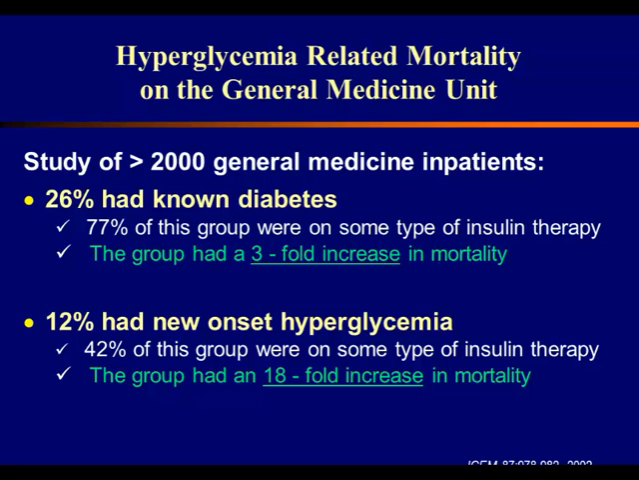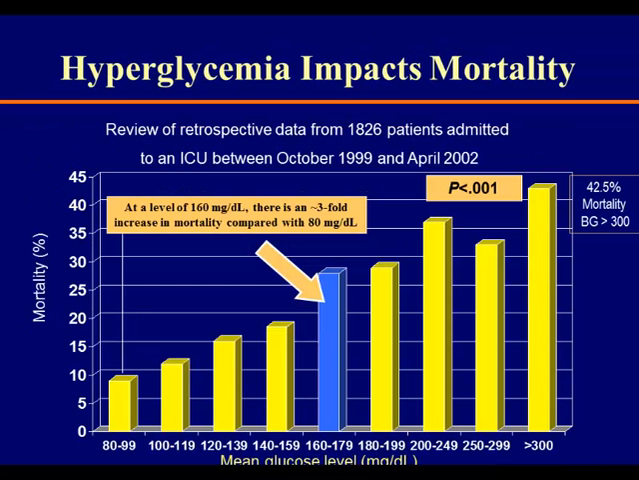Here's a study. This is an interesting study. Over 2,000 patients on general medicine service, 26% had diabetes, and of that group, about three-quarters got insulin. They had a threefold increase in mortality. But 12% had new onset hyperglycemia, and only 42% got insulin. They had an 18-fold increase in mortality, which tells you that if you don't address the hyperglycemia, patients don't do as well. This shows the direct correlation between the mortality and the extent of hyperglycemia. Even with a glucose of 160, you have 3 times more mortality than if you have an 80. And of course, if the glucose is over 300, your mortality is 42%.